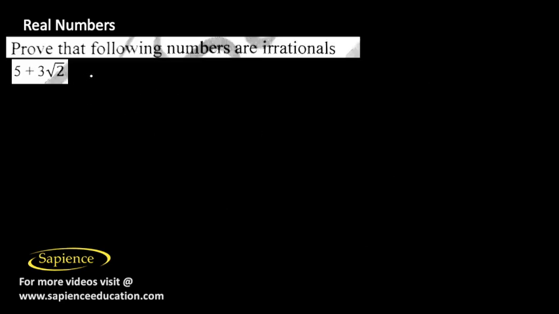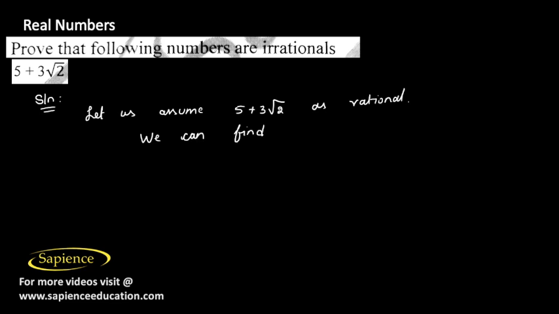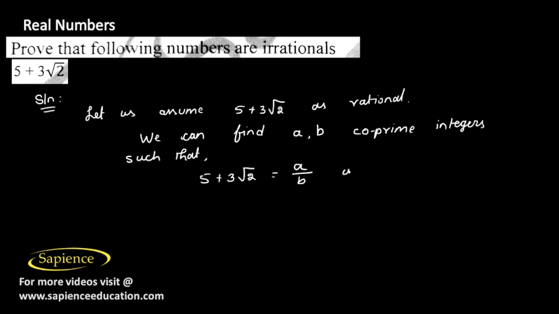Similarly, we can see another problem of the same type. We need to prove 5 plus 3 root 2 is an irrational number. So let us assume 5 plus 3 root 2 as rational. Then we can find a and b, co-prime integers, such that 5 plus 3 root 2 will be equal to a by b, where b is not equal to 0.